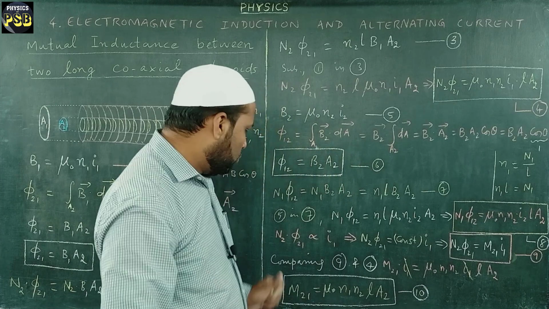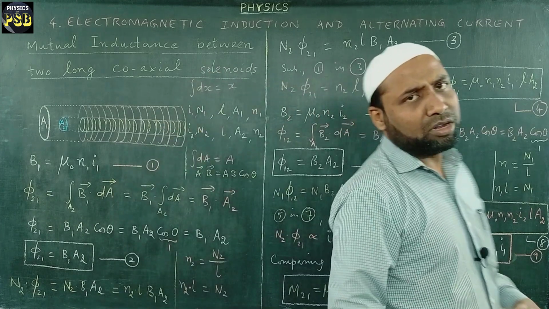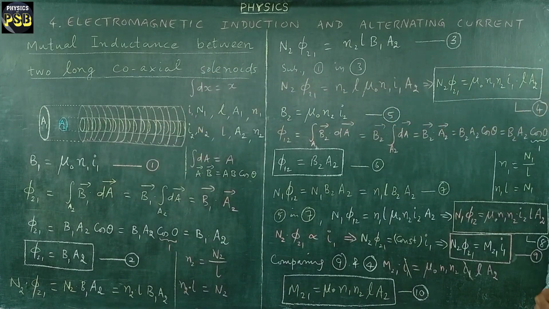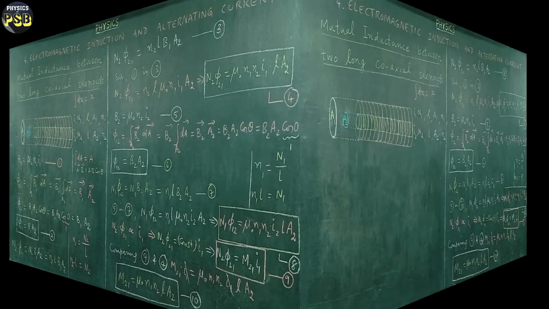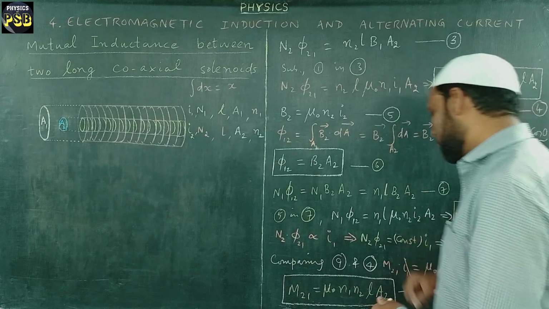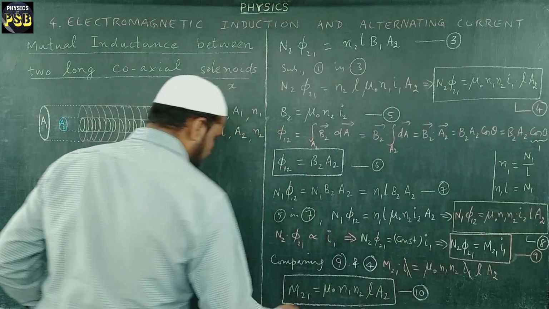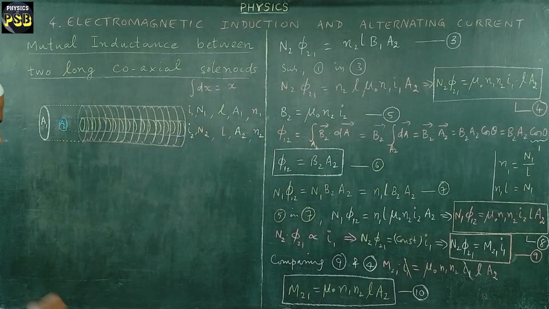Now I'm going to repeat the same method, and I'll find out the value of M12, which represents the mutual inductance of solenoid 1 with respect to solenoid 2, by following the same method. Let's find out the value of M12. Now I write that one here, this side.